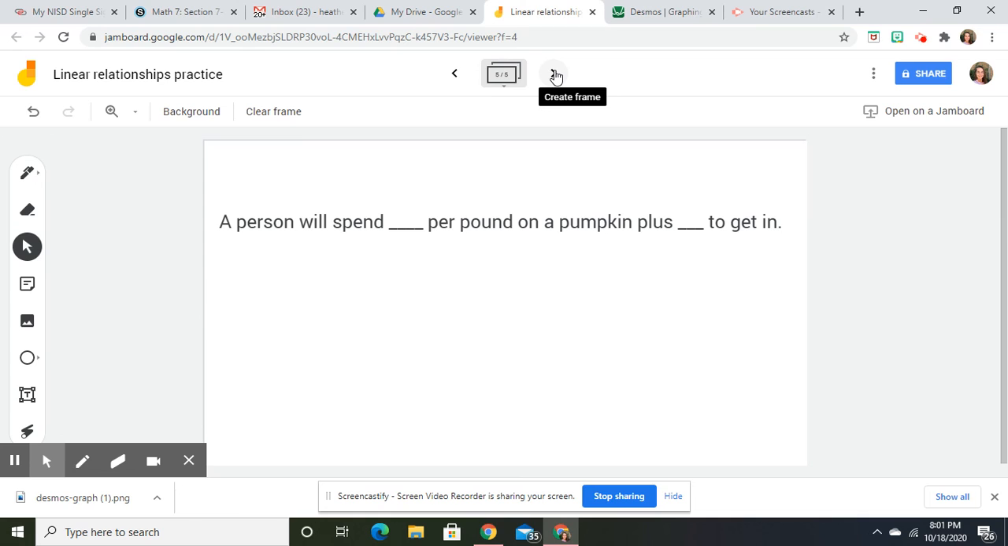And the last one, that means that a person will spend 0.30 dollars or 30 cents per pound on a pumpkin, plus $2 to get in. Now you're going to be practicing these kinds of things in your daily work. You will be given a table to fill in, a graph to plot your dots on, and a slide in which you will be putting in your equation.